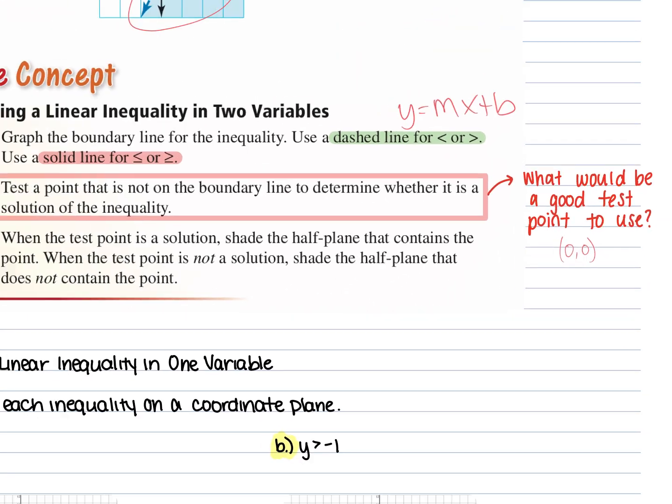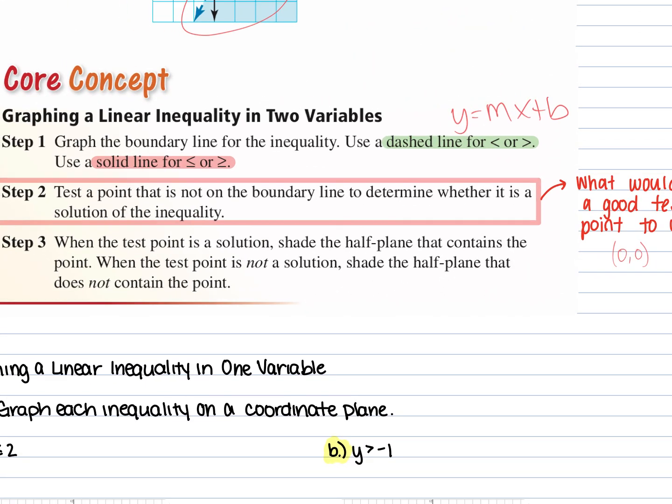All right, and then step number 3. If the solution works, you're going to shade that side. If it doesn't work, you're not going to shade that side, okay? You're going to shade the other side. Now, it is a little bit confusing when I'm just reading it to you, but once you see an example, it'll make a lot more sense.